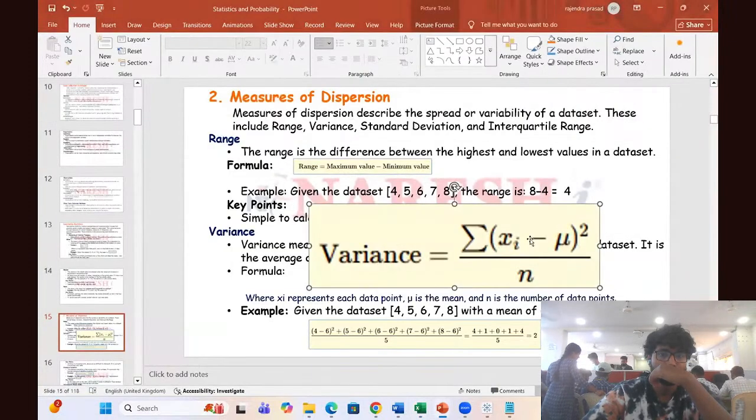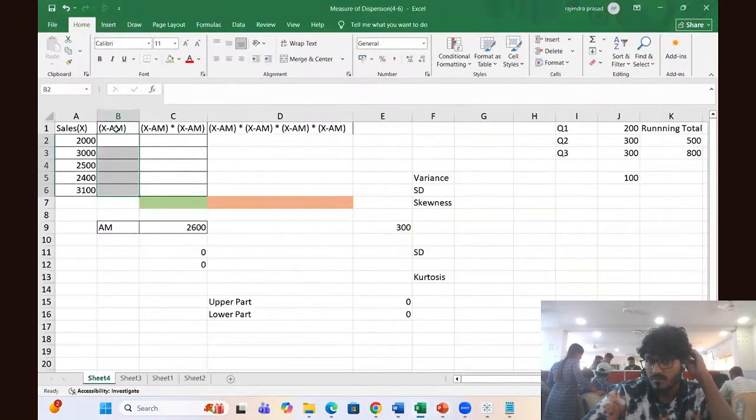Now I wanted to calculate the variance. To calculate the variance, first I need to subtract this arithmetic mean from each and every observation. I'll get some value. Then I need to do the squaring, then the sum, then the divide. First we will do the deviations. First we will find the subtractions. How? X minus arithmetic mean.